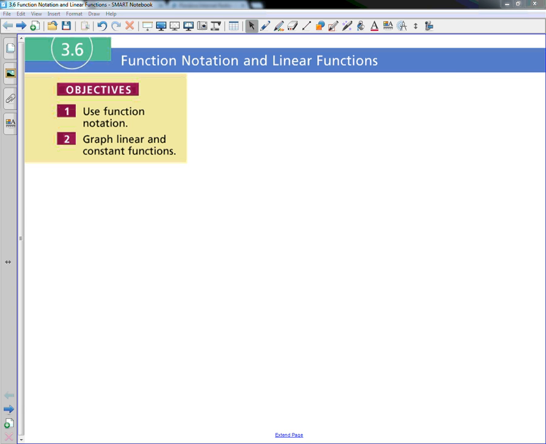Hello class, today we're going to look at section 3.6, function notation and linear functions. Two main concepts, or objectives, are using function notation, which is the f of x notation, and graphing linear and constant functions. And we're going to look at the domain of those as well.